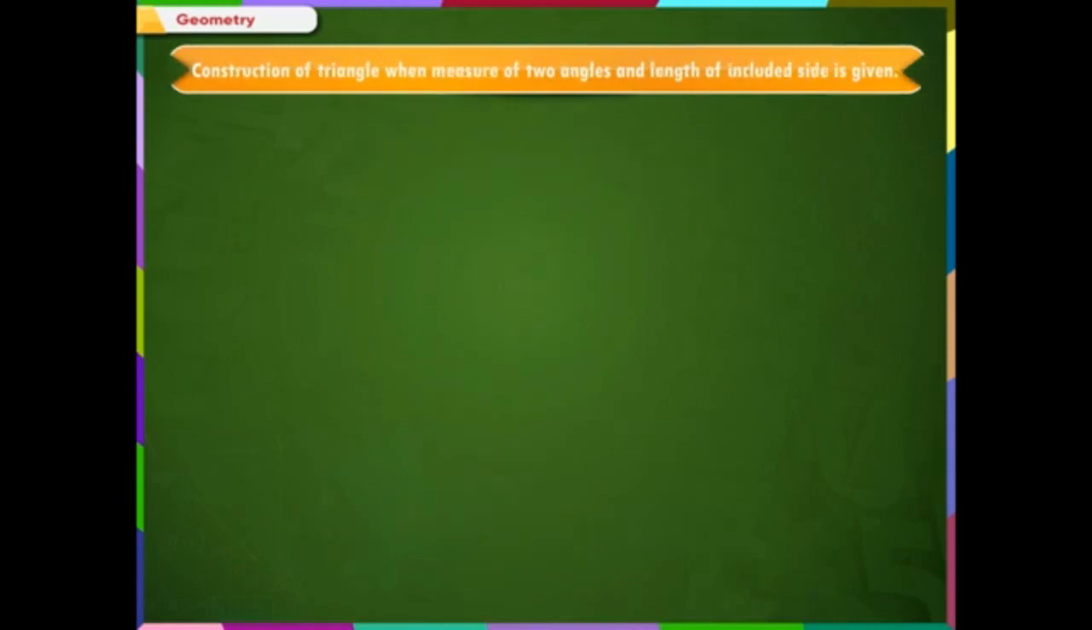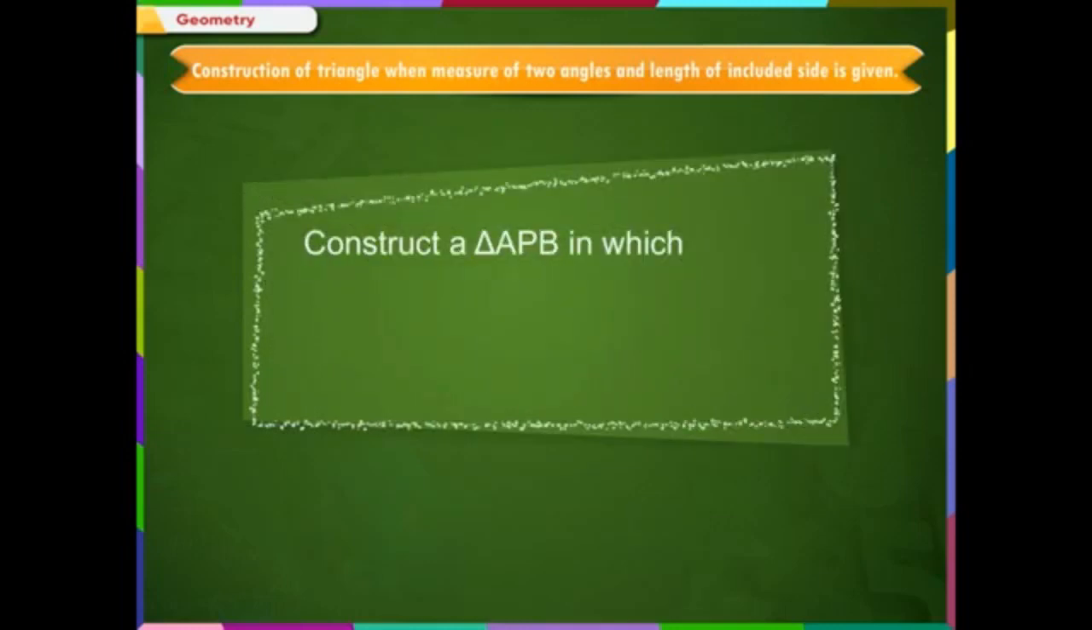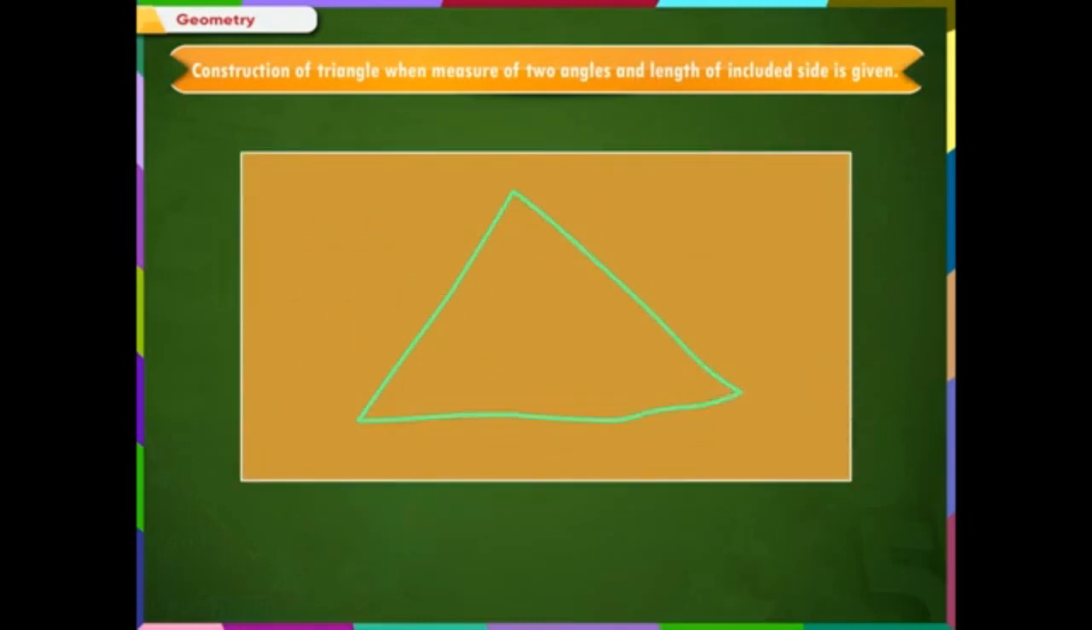Construction of a triangle when the measures of two angles and the length of the included side are given. Construct a triangle APB in which PB is equal to 6 cm, angle P is equal to 60 degrees and angle Q is equal to 60 degrees. Just as we did in the previous construction, here also we will draw a rough sketch of the triangle. Angle P and angle B are the two given angles and PB is the included side. We will always take the included side as the base.